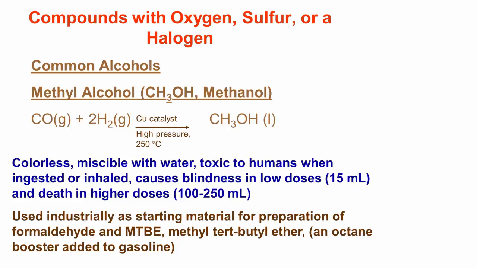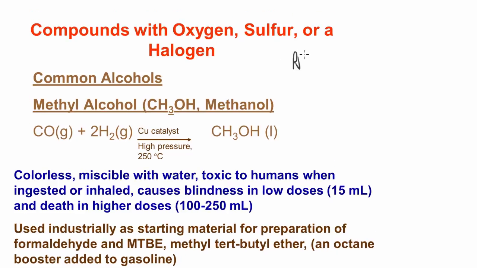Today we're going to talk about compounds that have oxygen, sulfur, or halogen. So the first thing we're going to talk about are the alcohols. And the alcohols look like this. So you have some alkyl group here, some organic group, and the hydroxyl group. Okay, so first we're going to talk about some common alcohols.